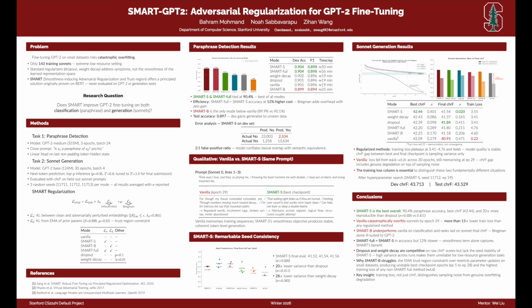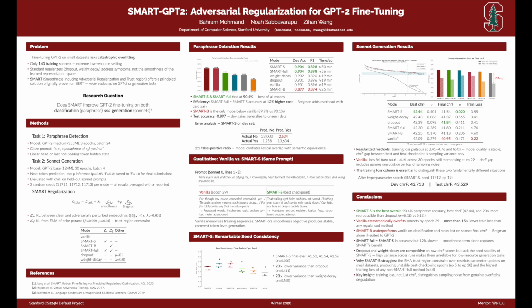Also, the seed consistency figure is one of the most striking results in the whole study. SMART S converges to 41.52, 41.54, and 41.56 across 3 independent seeds, a standard deviation of just 0.02. That's 20 times lower variance than dropout and 28 times lower than weight decay. This isn't just luck. All 3 seeds settle at essentially the same score, regardless of which epoch peaked during training.